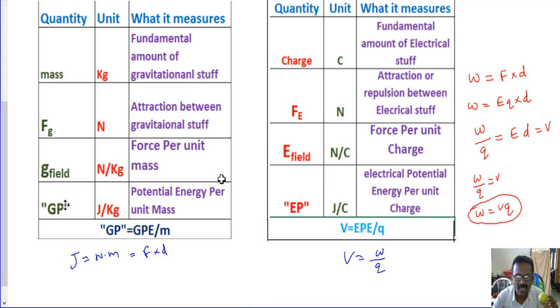Then we are moving to gravitational potential, followed by electric potential. What is the unit for gravitational potential? The unit is joule per kilogram. Joule can be written as newton meter. The unit of force is newton, and distance is in meters, so newton meter can be written as joule. How did we get newton meter? It is defined as force times distance.